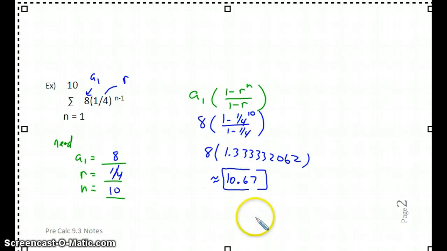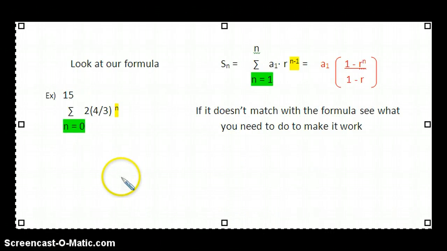So 10.67 would be my answer. Okay, the next problem asks you to find the sum of the first, from 0 to 15, so the first 16 terms of the sequence that has 2 times 4/3 raised to the n power.